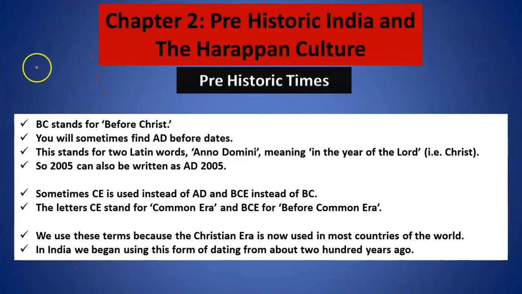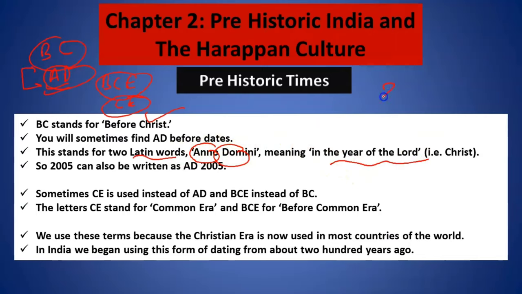Now, when we talk about history, obviously we talk about terms such as BC and AD. We also talk about BCE and CE. So what are these terms? BC stands for before Christ, before the birth of Christ. Now you will also find AD. Some people say that this is after death, but this has generally come from a Latin phrase, Anno Domini, which means in the year of the Lord.